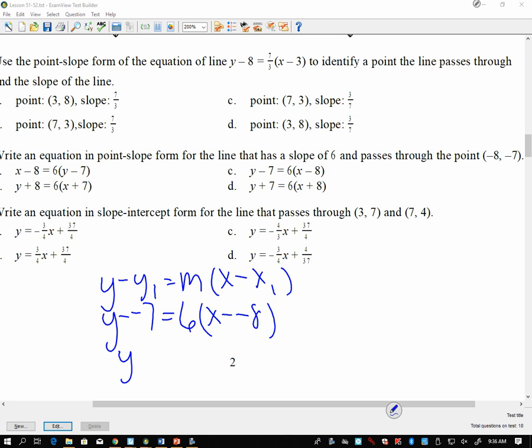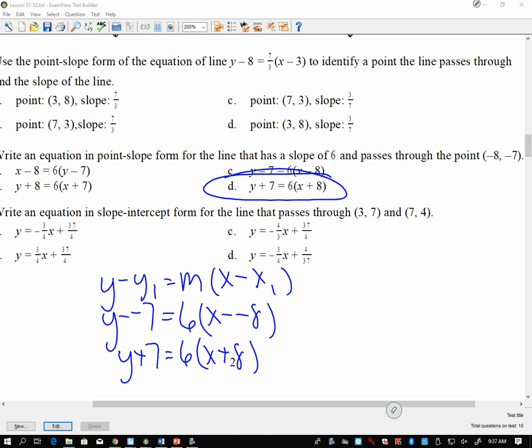Okay, so I'm going to write y plus 7 equals 6x plus 8. Does that match any answers we see up there? It doesn't? D. Were you looking at a line below? Okay.